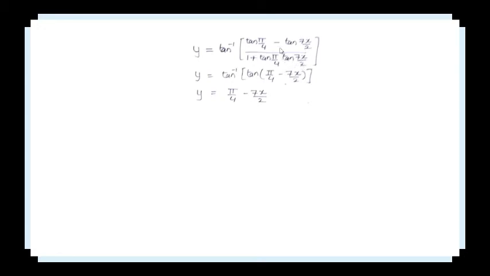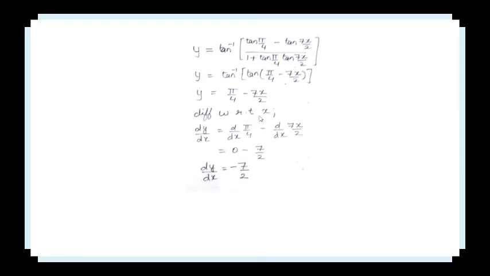So this is which type of formula? Tan of a minus b. So I can write y equal to tan inverse of tan of a minus b. Tan inverse of tan theta will be theta only. So y equal to pi by 4 minus 7x by 2. Now we can differentiate this function.